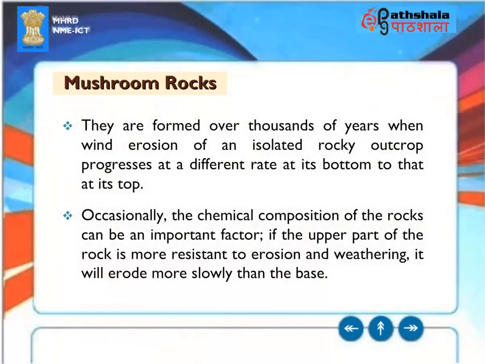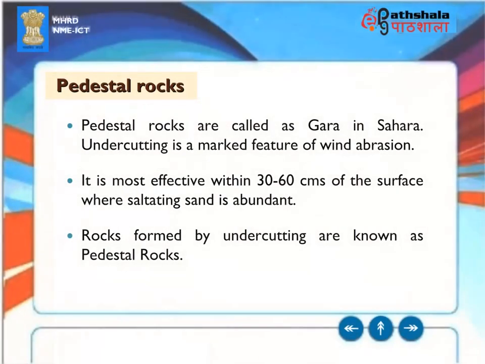They are formed over thousands of years when wind erosion of an isolated rocky outcrop progresses at a different rate at its bottom to that at its top. Occasionally, the chemical composition of the rocks can be an important factor. If the upper part of the rock is more resistant to erosion and weathering, it will erode more slowly than the base. Pedestal rocks are called Gara in Sahara.